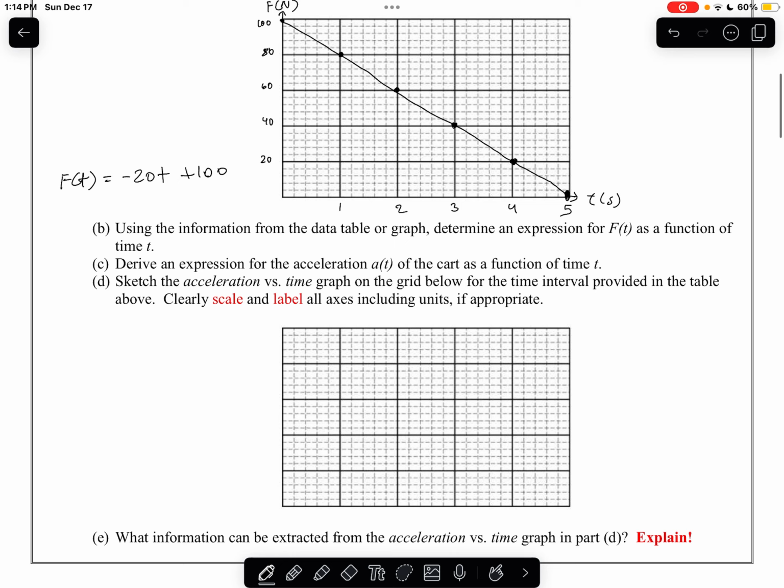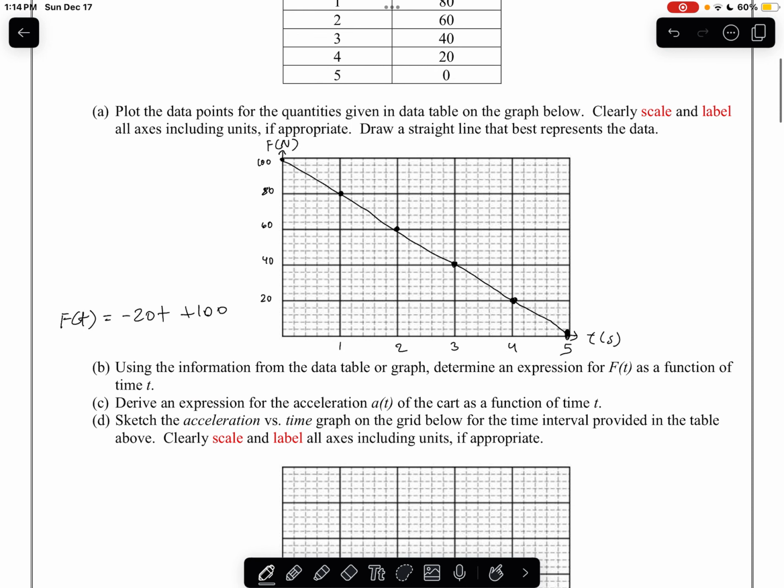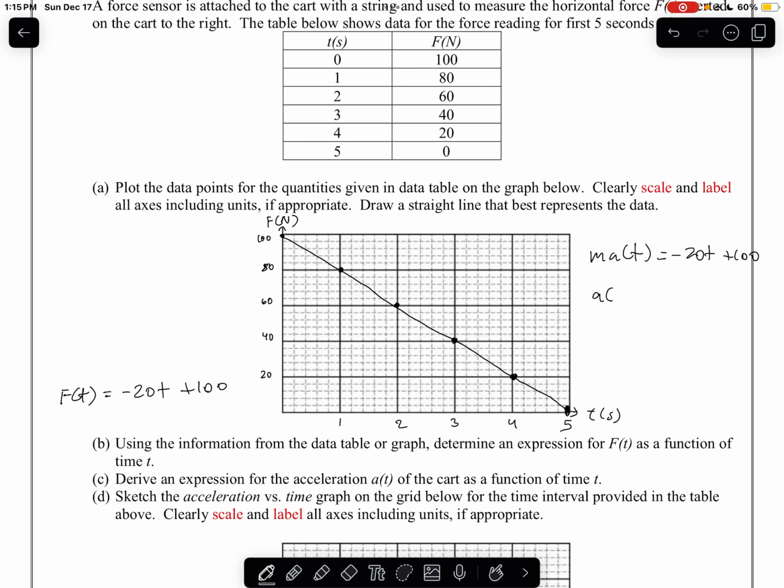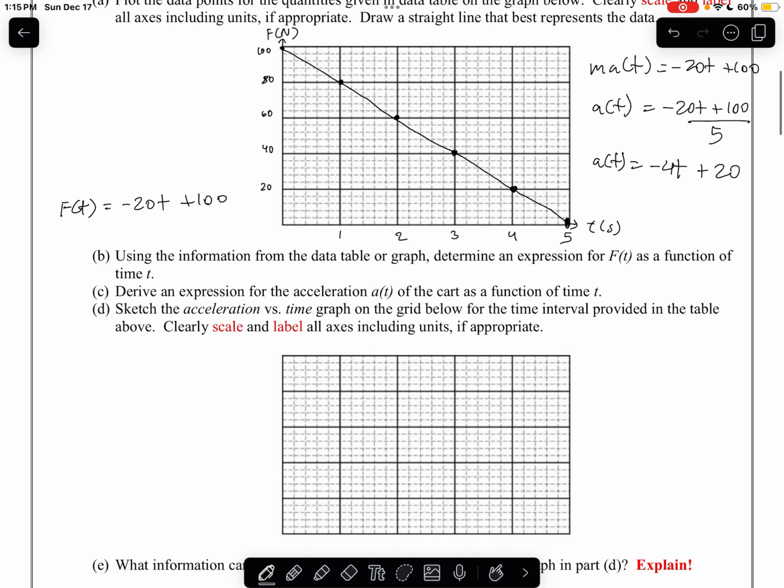And for acceleration, I know F of t can be expanded to m a of t equals negative 20t plus 100, and then m is going to be 5, so I just divide 5 to both sides, and then acceleration is going to be negative 4t plus 20. That is the function expression for a of t.